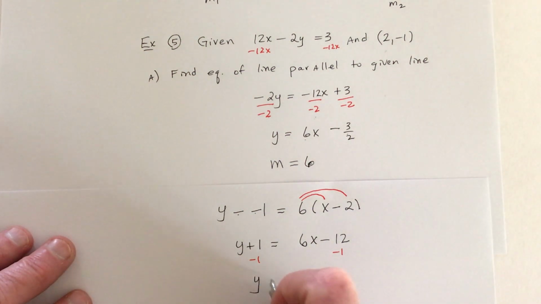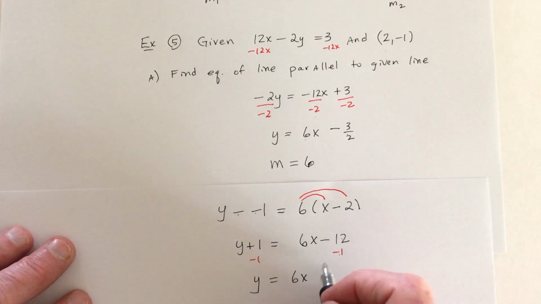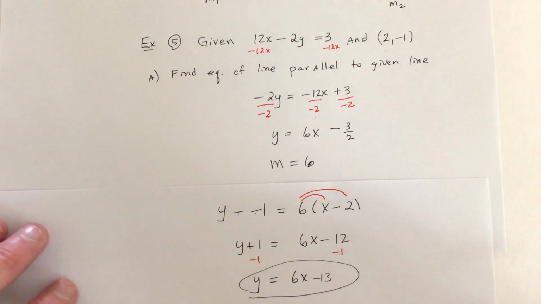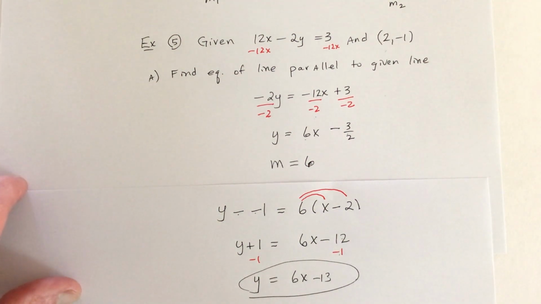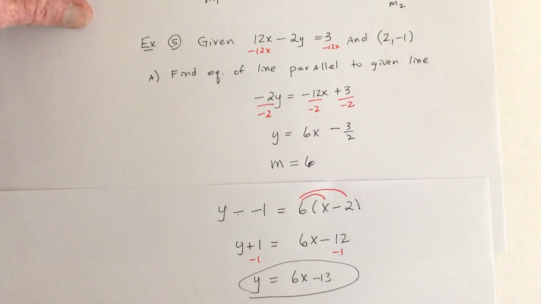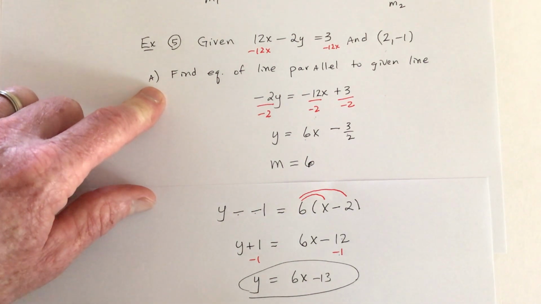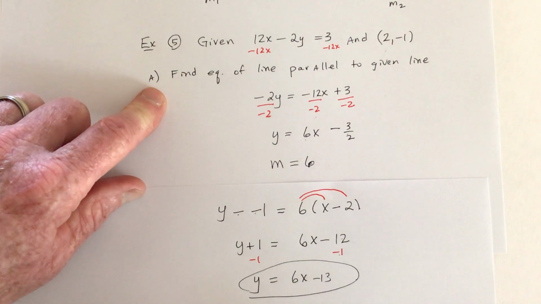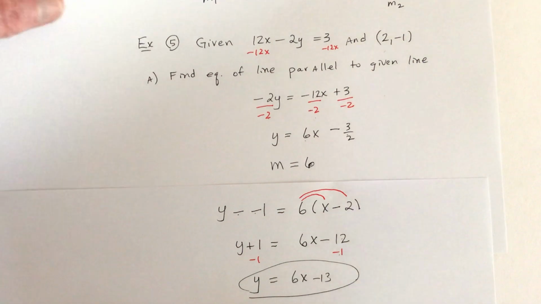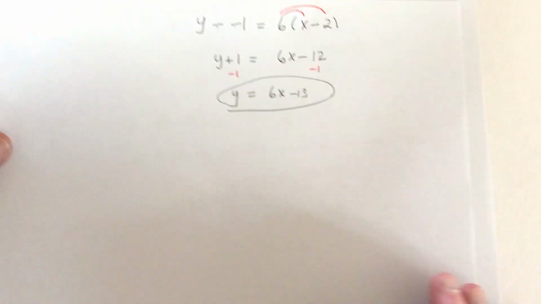And that's going to be y equals 6x, and then this is going to make a negative 13. So that would be the line that's parallel. Okay, so I was going to do a part B, but I was just looking at my notes, and we're at 22 minutes, and I still have a few things that I need to do, so I'm not going to do a part B there. I'm going to go on to the next idea.